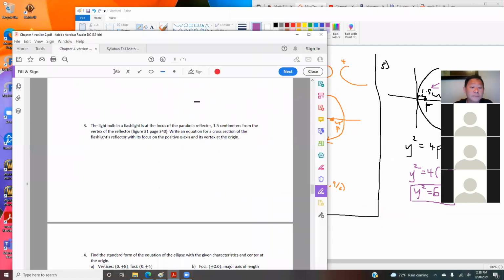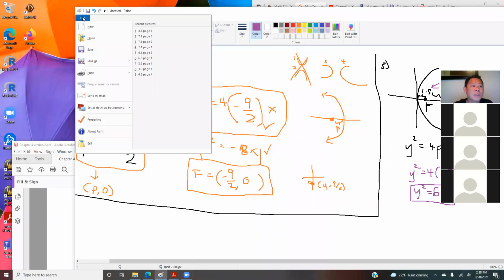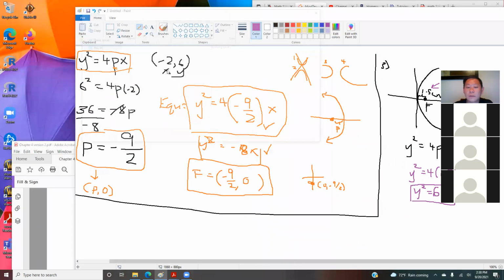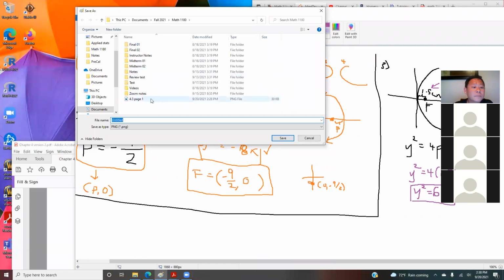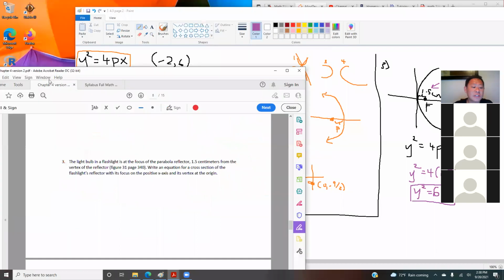You guys all right? So this is our parabola. We're going to talk about ellipses next. Questions for me? Yes. So y squared equals 6x is the answer for that. Yep, that's your answer for this one, because that's what the question is asking for.